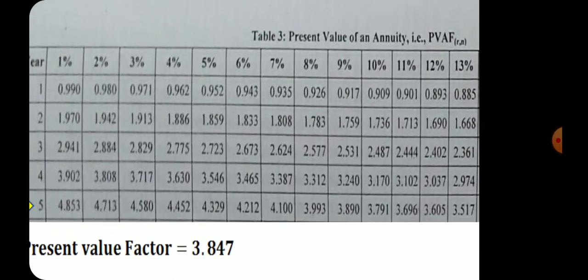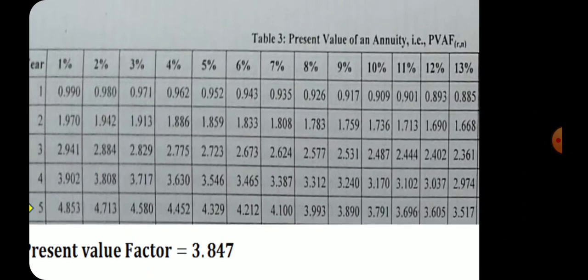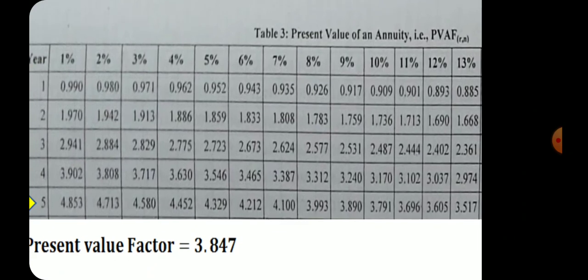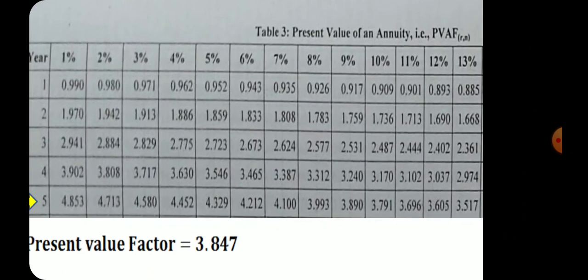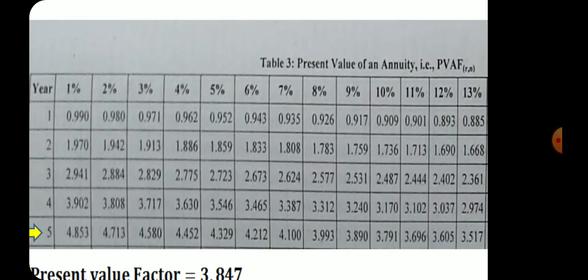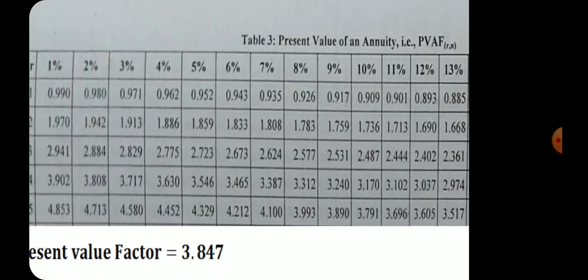So it's 3.847, no. In the 9th year it is 3.890, so it is near to the present value factor. Here the present value factor is 3.847 and at 9% they have given 3.890. While selecting the range, one should be more than 3.847 and one should be less than 3.847. So at 9% the value is 3.89.